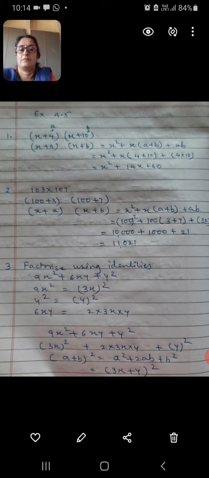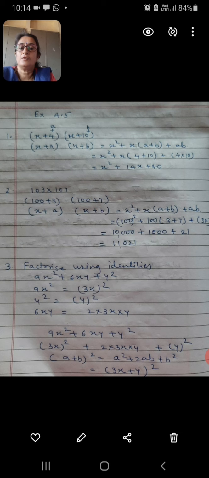So three terms are there. One is x, second is 4 and third is 10. So using x plus a and x plus b, we are going to expand it. x plus a, x plus b is x square plus x a plus b in the bracket plus a into b. Here 4 we are going to consider as a and 10 as b. So it will be x square plus x in the bracket a plus b means 4 plus 10 and a into b is 4 into 10. So that gives us x square plus 14x plus 40.